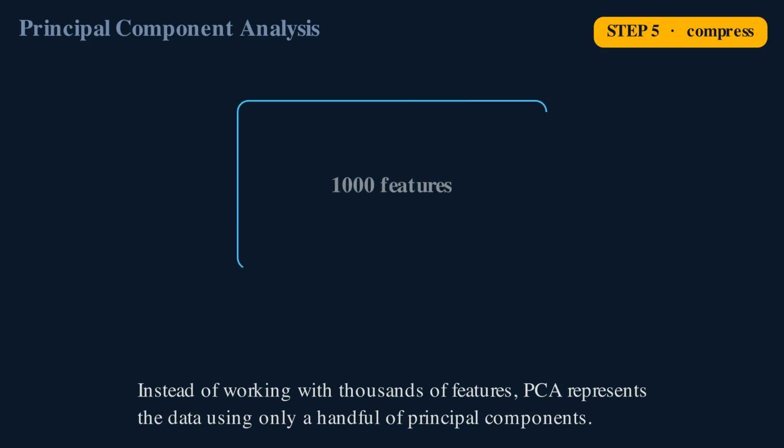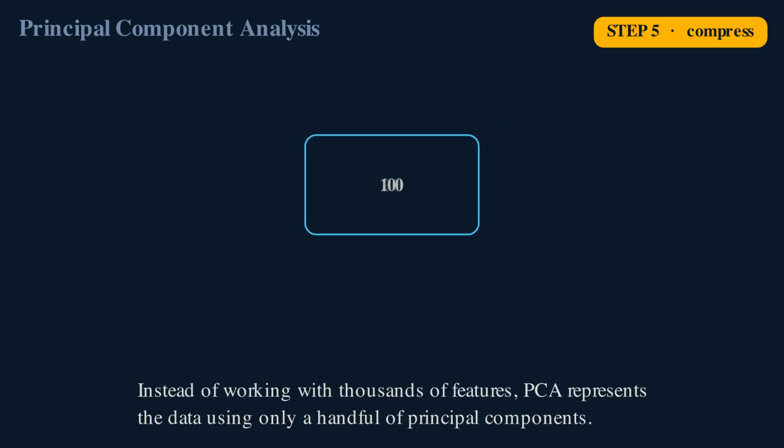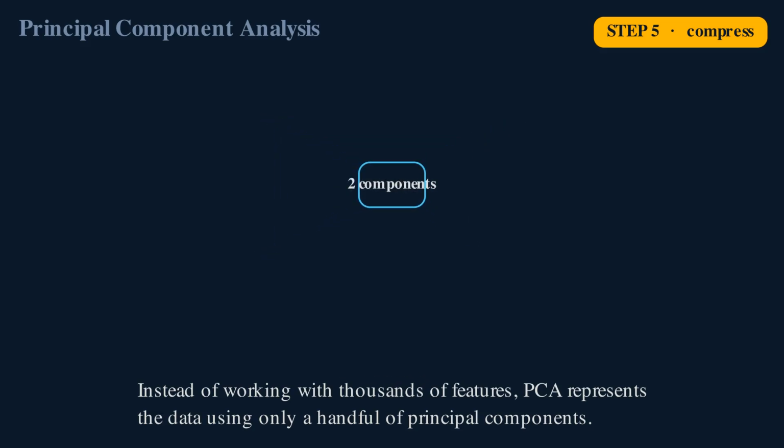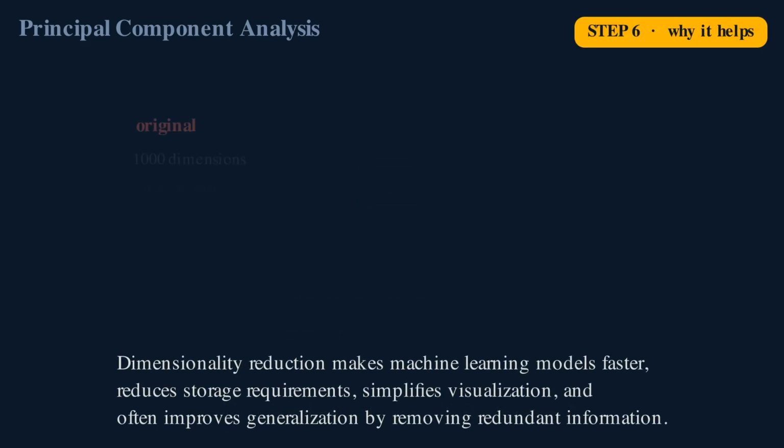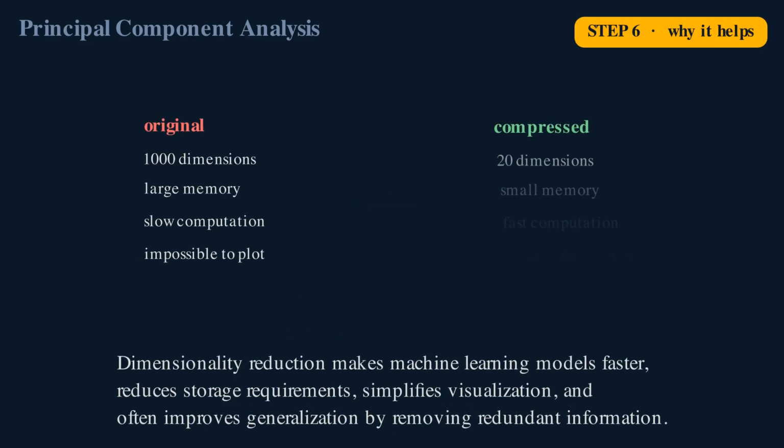Instead of working with thousands of features, PCA represents the data using only a handful of principal components. Typically, most of the important information survives. Storage shrinks and training gets dramatically faster. Dimensionality reduction makes machine learning models faster, reduces storage requirements, simplifies visualization, and often improves generalization by removing redundant information.